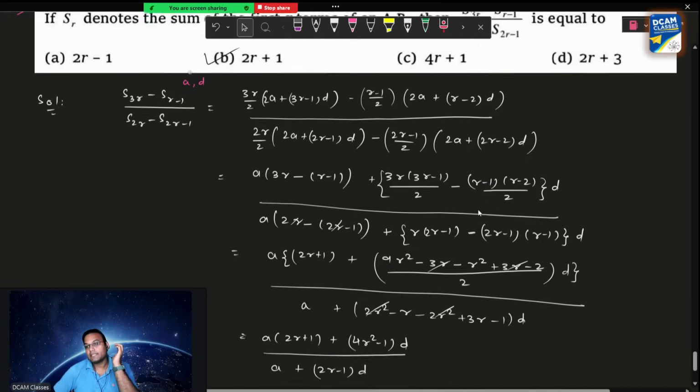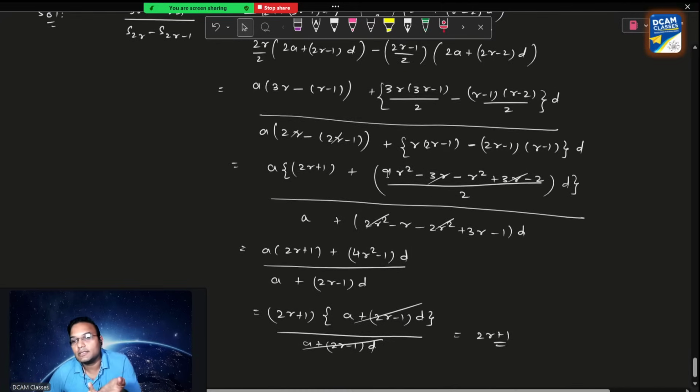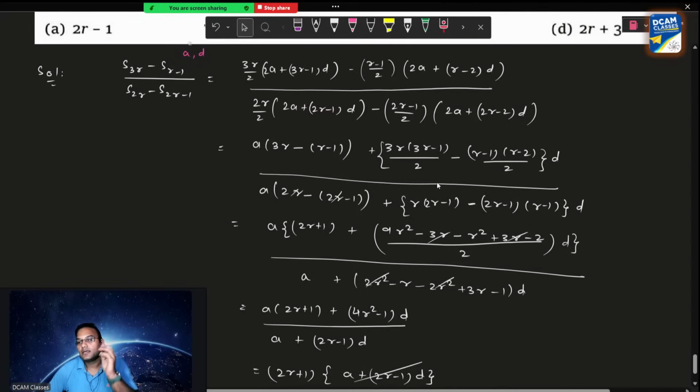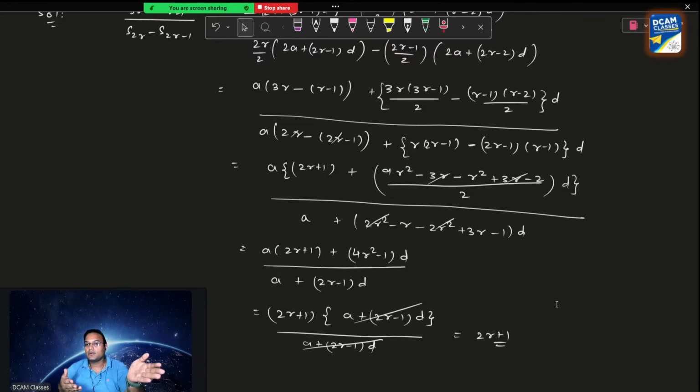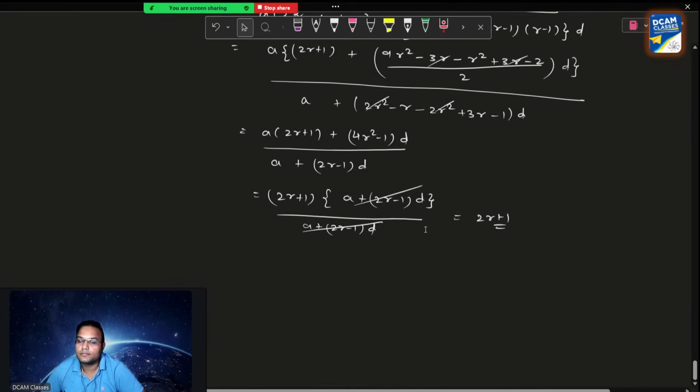This is somewhat complex actually, you just have to solve it. It's only solving, nothing more. You have to take A and D common and see if you can take anything common. Because the answer was only in terms of R, I tried to take the coefficient of A and coefficient of D in the numerator, and the coefficient of A and coefficient of D in the denominator, and saw whether we can take anything common or not. Okay, easy, understood?